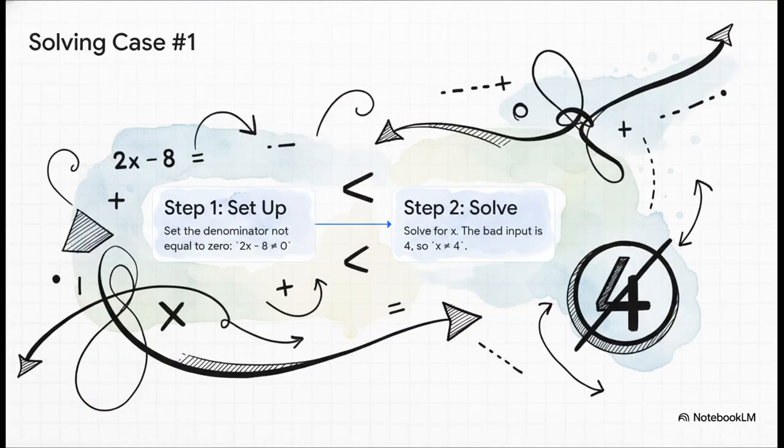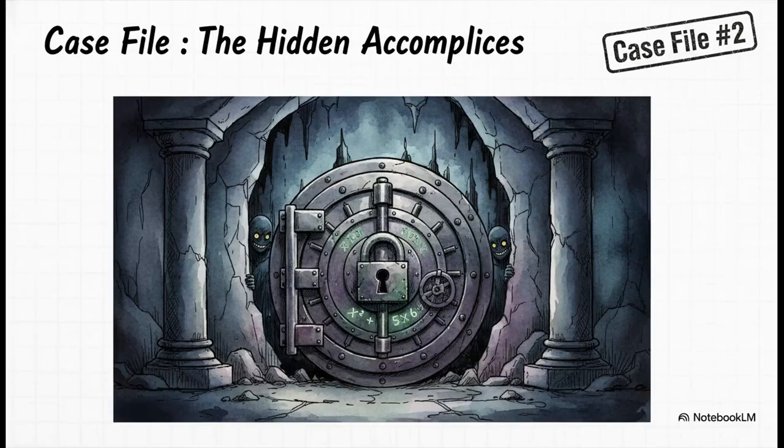And the process is just two quick steps. First, we take that denominator, 2x minus 8, and we make a statement. It cannot equal 0. Step 2, we just solve for x, like any other algebra problem. Add 8 to both sides, you get 2x cannot equal 8. Divide by 2, and there it is. We've got our culprit. x cannot be 4. That's the only number not on the guest list for this function. Nice work. Let's move on to case file number 2, the hidden accomplices.